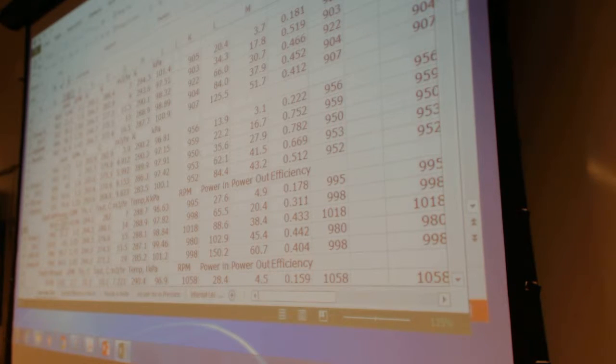They had less GPM because of more back pressure. Oh no, they have more GPM. More gallons per minute, higher back pressure. Higher gallons per minute because they're going faster RPM.